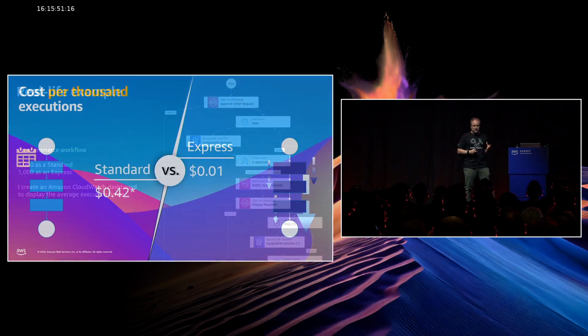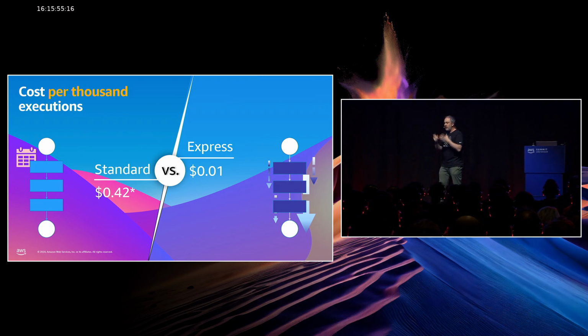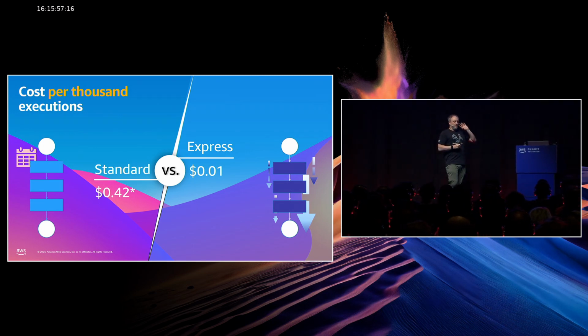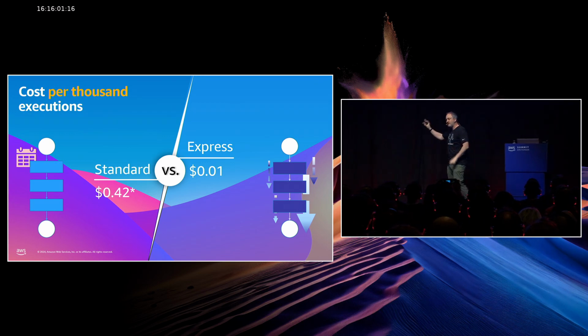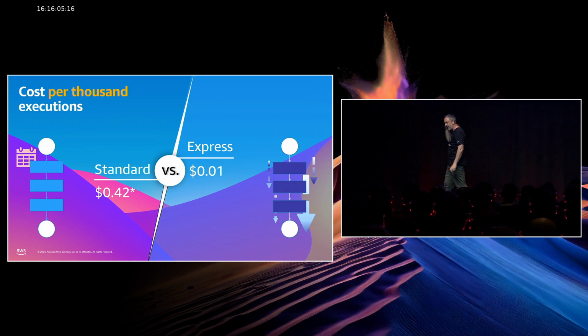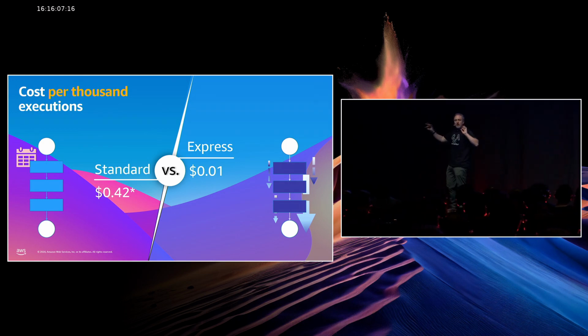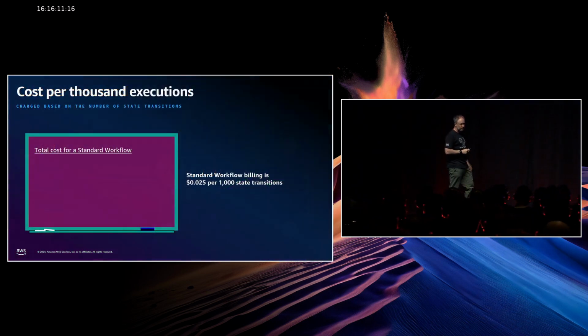And I want to show you the results because I think it's a nice way to explain the difference. So run 1,000 times, this cost 42 cents as a standard workflow and 1 cent as an express workflow. Exactly the same inputs, exactly the same workflow, just run in 2 different modes, right? And I want to dive into why that is.